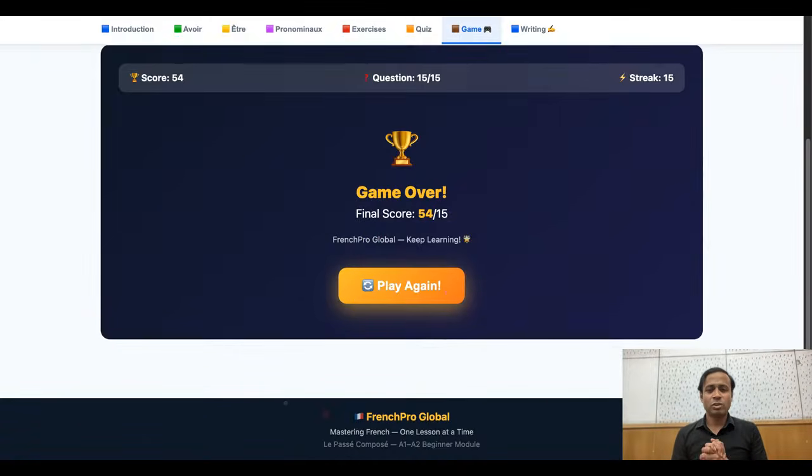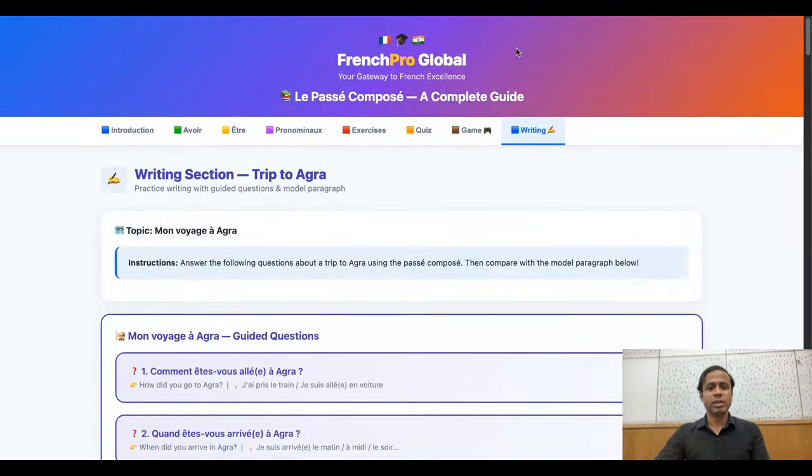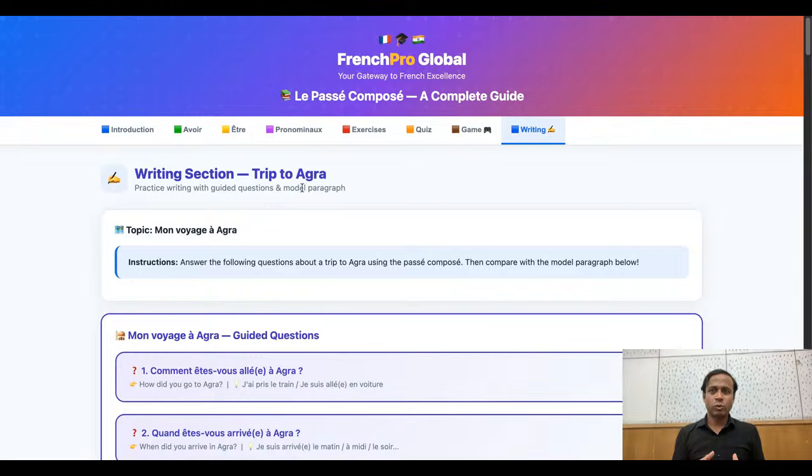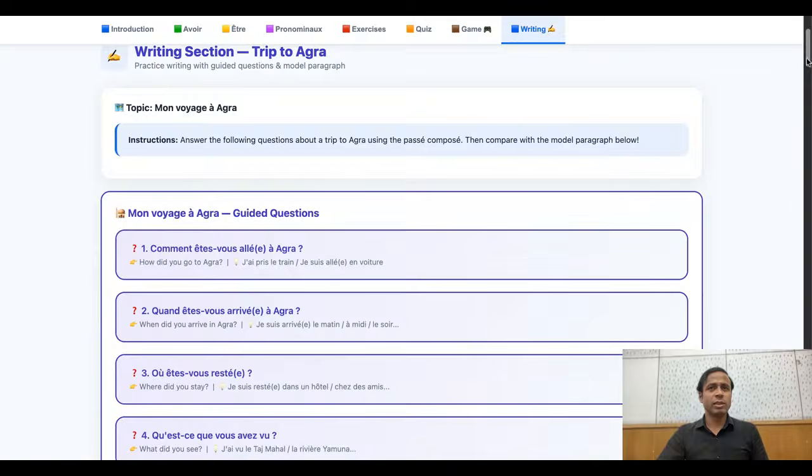Now, take just 1 minute break and we are going to work on the writing part. Okay, so here is the writing part. In the writing part, we are going to work on a topic like trip to Agra. Okay, trip to Agra. So when you are planning for a trip to Agra, then there are some questions that you must have in your mind. So why are these questions important? Because you have to answer these questions.